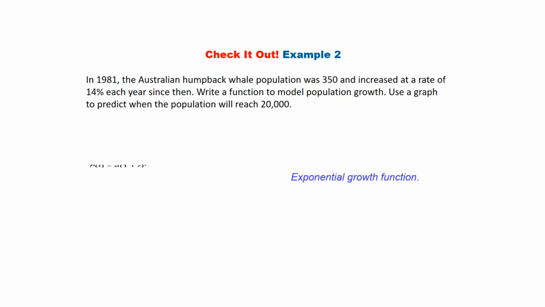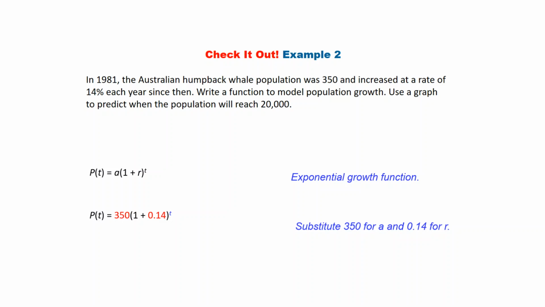So the first thing we want to do, step 1, is to write your exponential growth function. Okay, so remember, what is A? A is our beginning amount, and so we're going to substitute A with 350, and our percent increase is going to be 14%. So remember, to change 14% to a decimal, we just have to move your decimal point 2 places over to the left.